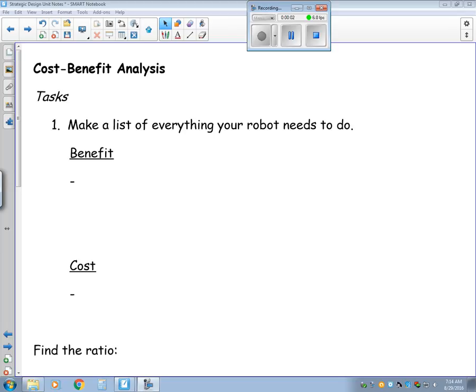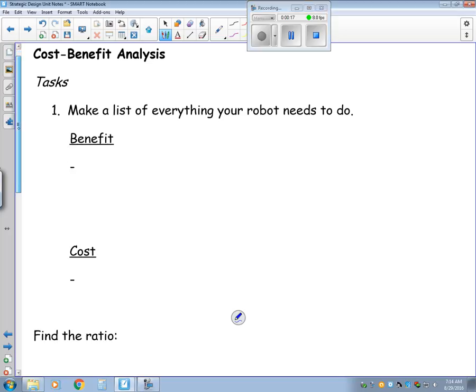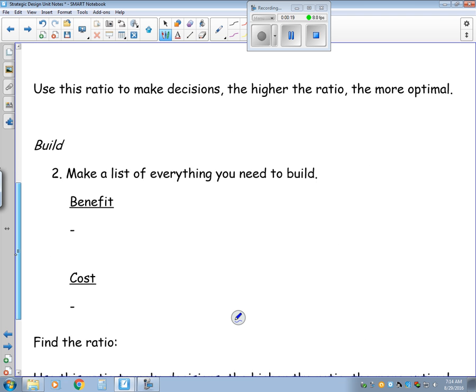This is video 2 for the Strategic Design Unit. In this one, we're going to begin by talking about a cost-benefit analysis. This is a tool to help you make decisions. So in a cost-benefit analysis, we have basically two parts that I want you to do. The first part is tasks, and the second part is the build.